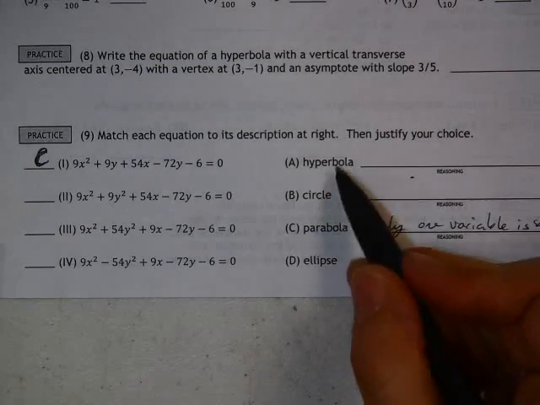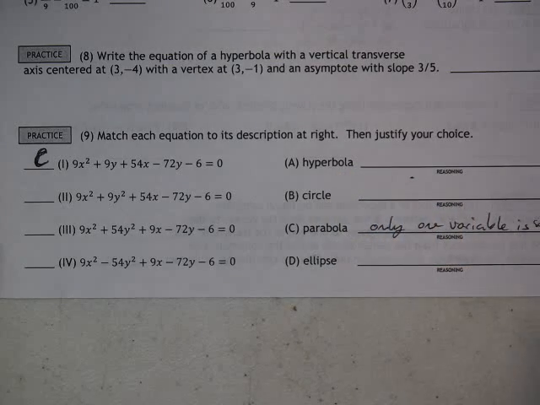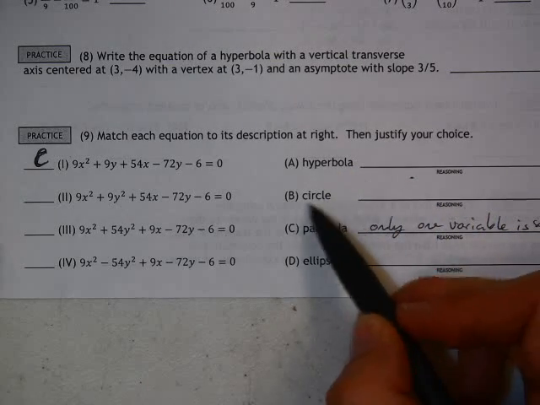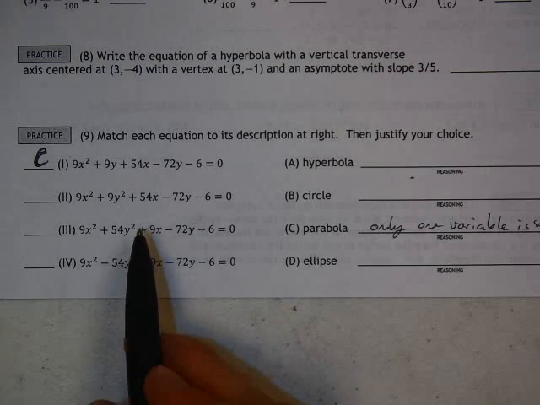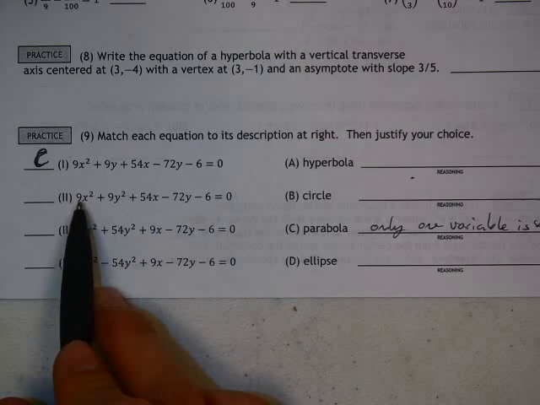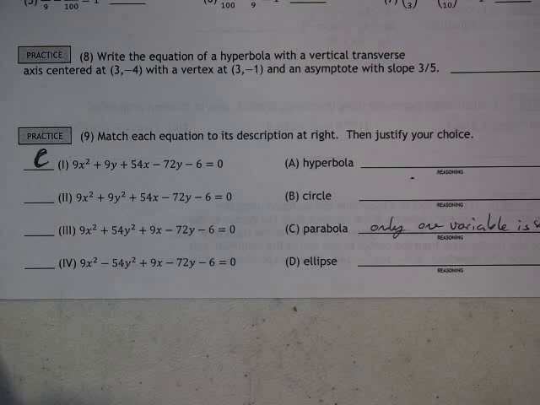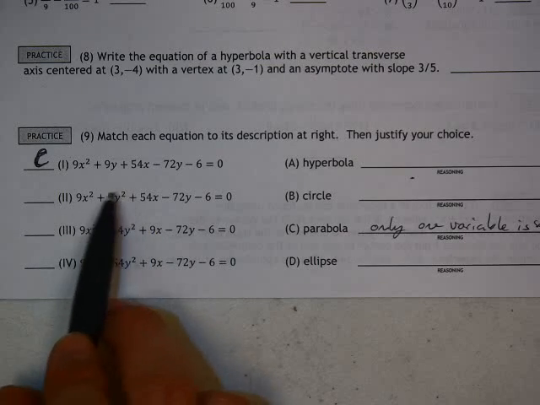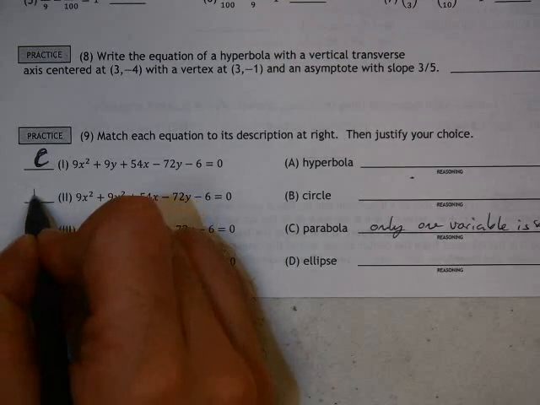Now, when I think about the rest of these, the circle and the ellipse, if we have the circle, remember that the numbers in front of the square terms should be the exact same number. So if we look at all the square terms, I've got 9x squared, 9y squared, 9 and 54, 9 and negative 54. The only one where they're exactly the same is this one, 9 and 9, which means B, the circle, should be this one.